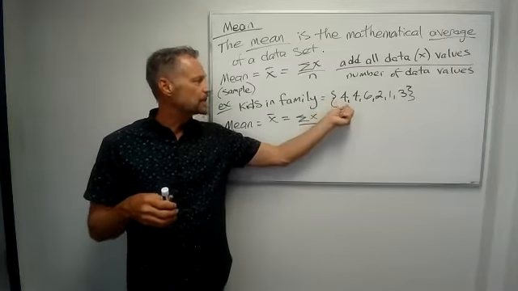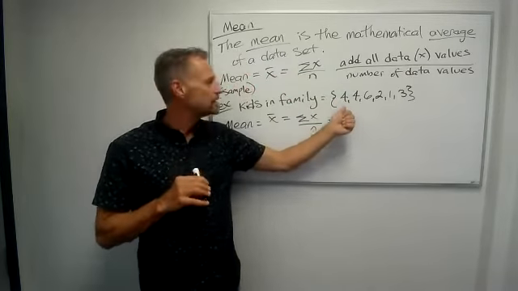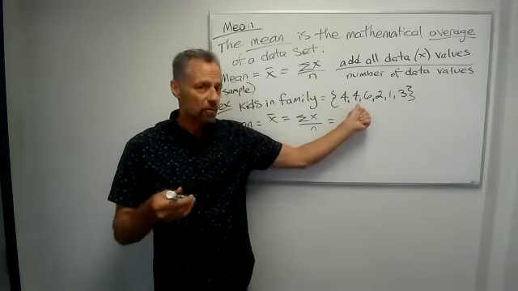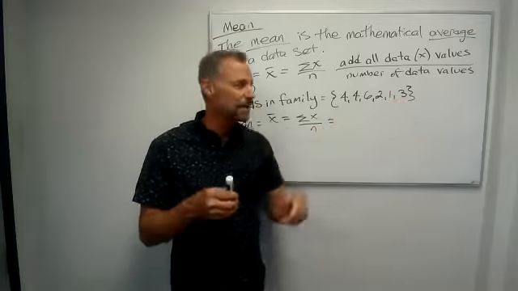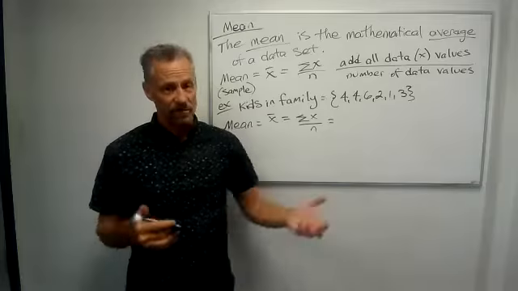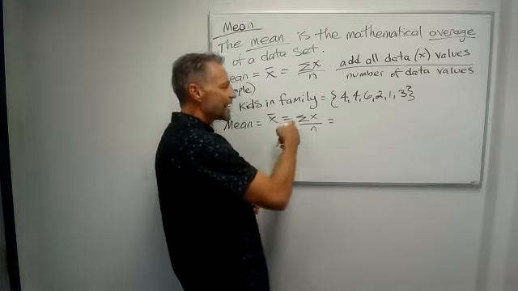Kids in my family. There's 6 kids in my family. My oldest brother has 4 kids in his family. The next oldest brother has 4 kids in his. Down to me, I have 3 kids in my family. But if we want to find the average number of kids in all of our families, we would find the mean, the average. And so I add up all the X values.